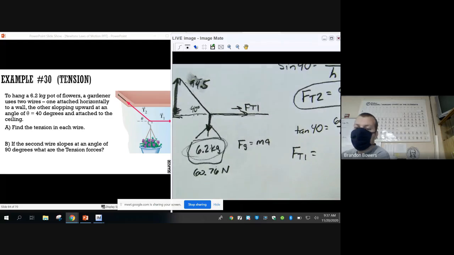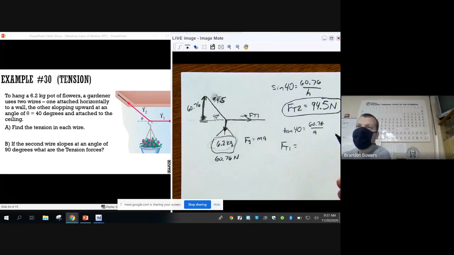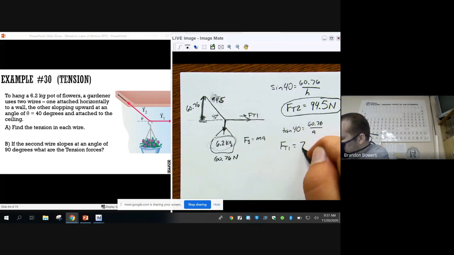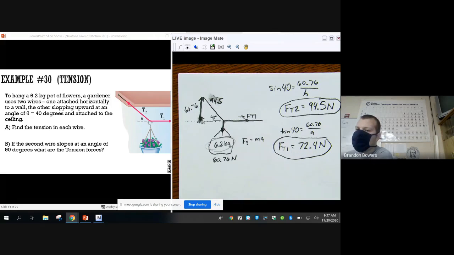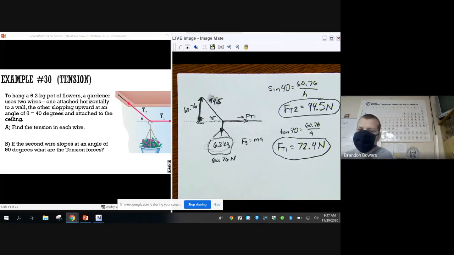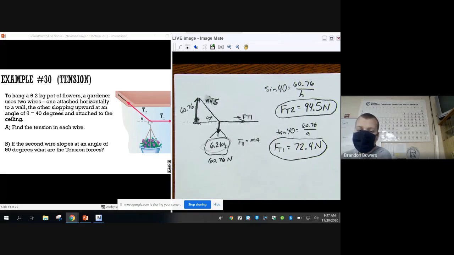And what's the adjacent x? 72.4. Does that make sense? Yes. Newtons have directions and magnitudes. Do I need to put names? Nope. Great question. Does that make sense?